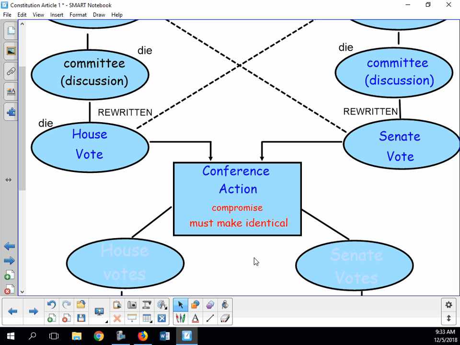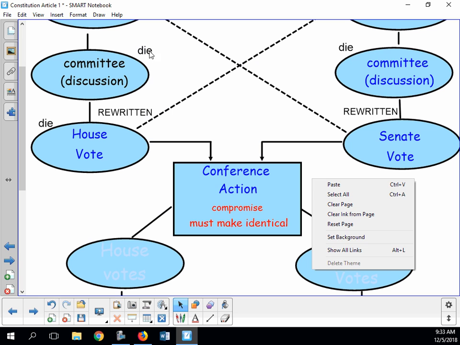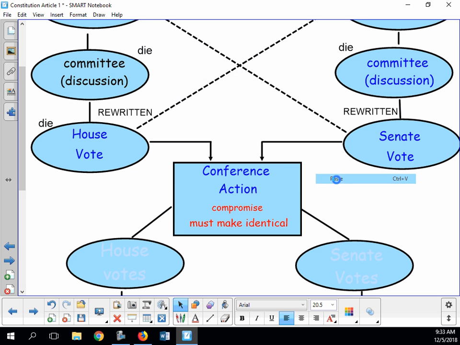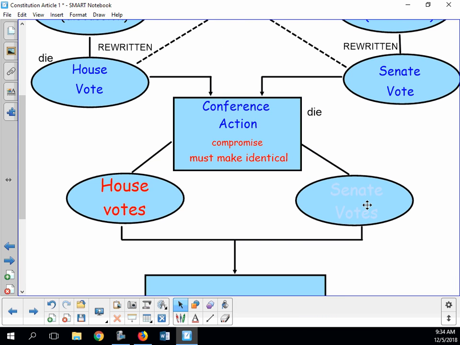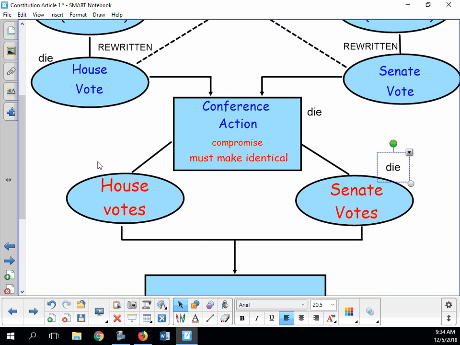Now, can it die here? Yeah, if they can't come to some sort of compromise, it can die. Okay, I get it. It can die, all right? But once it's been rewritten and it's identical, this conference is made up of senators and representatives. Together they come up with the identical wording, and then they send it back to the House to vote, and they send it to the Senate to vote. And again, it can die. If either one of these houses says no, it's done.